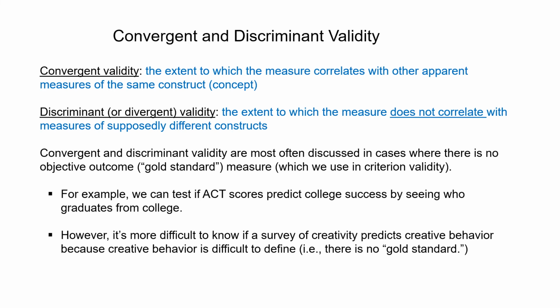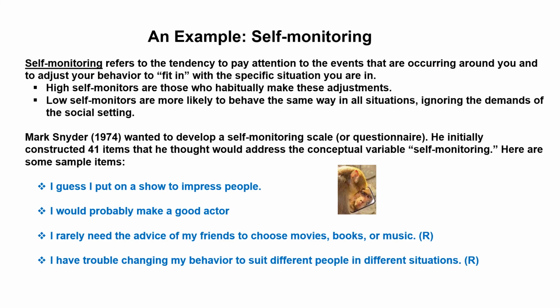So whatever it is within creativity we're looking for, we would then see if our measure is as close to the other things that are measuring either what we're interested in or similar to what we're interested in, and diverges from things that do not measure what we're interested in. Let's look at an example of that.